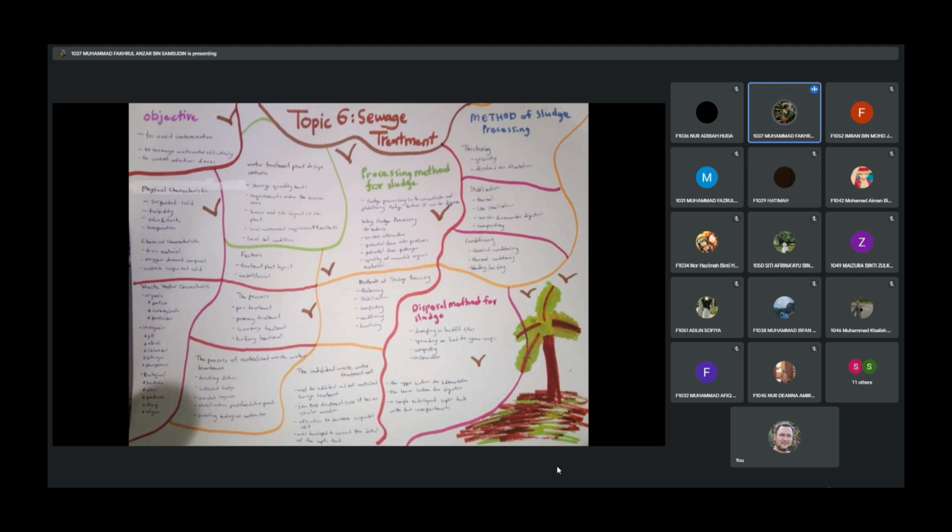And then the processing method for sludge. Sludge processing is to concentrate and stabilize sludge before it can be disposed. Why is sludge processed? To reduce vector attraction and potential odor problems. The methods of sludge processing are thickening, stabilization, composting, conditioning, and dewatering. The individual wastewater system is used for individual and not centralized sewage systems. And the disposal method for sludge is dumping in a landfill site.